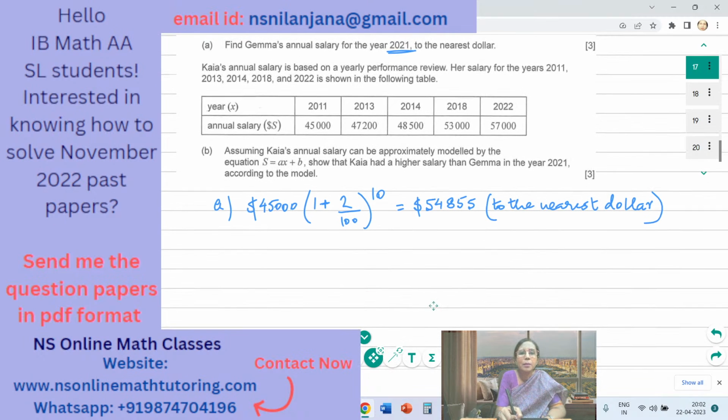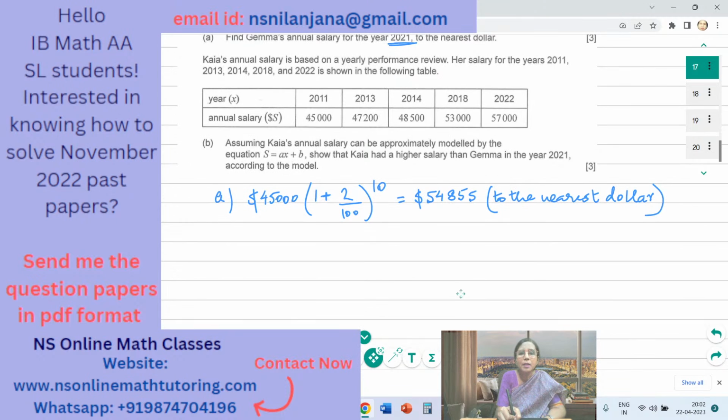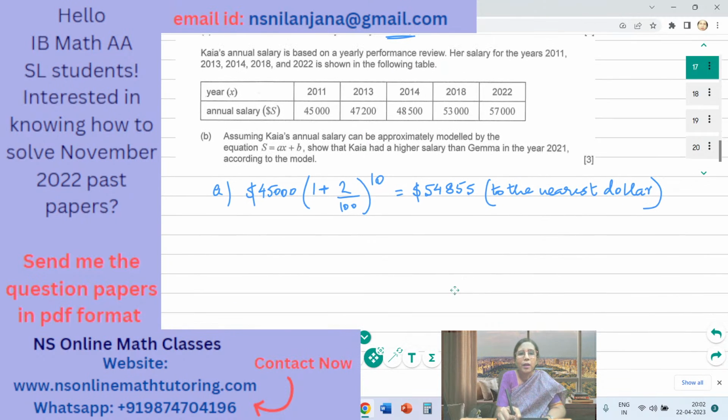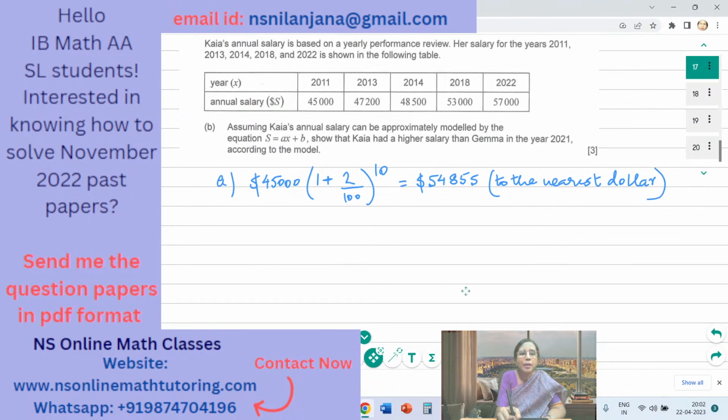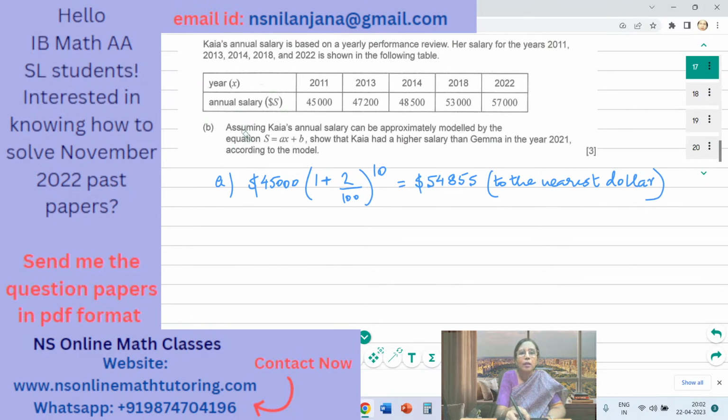We have completed subpart A, and subpart B says, Kaya's annual salary is based on a yearly performance review. Her salary for the years 2011, 2013, 2018, and 20 are shown in the following table. Annual salary in dollars.